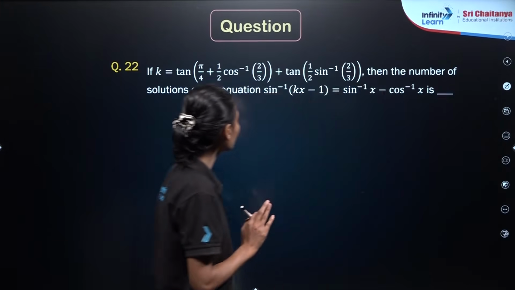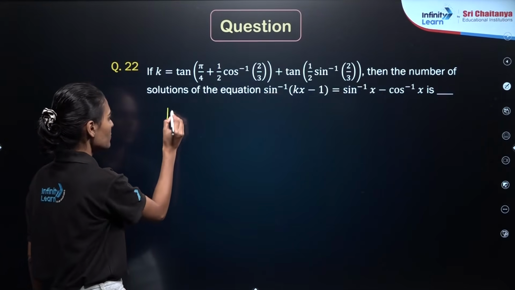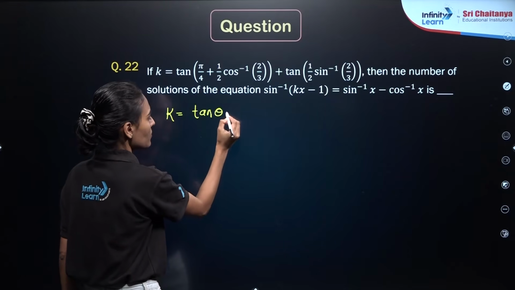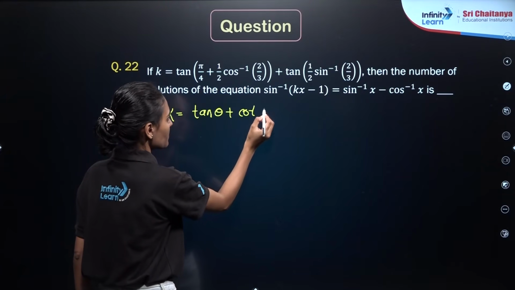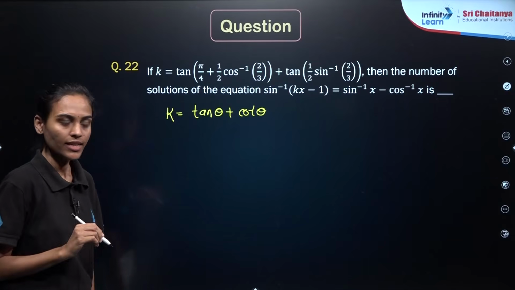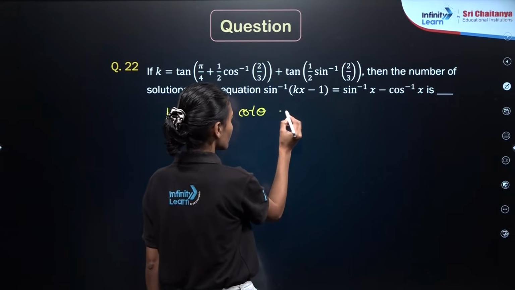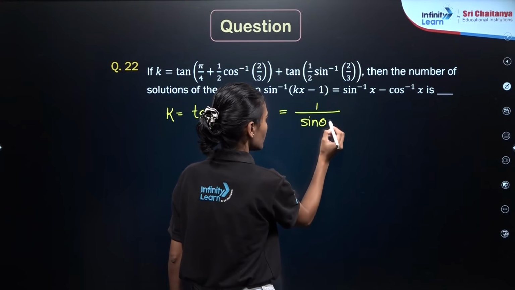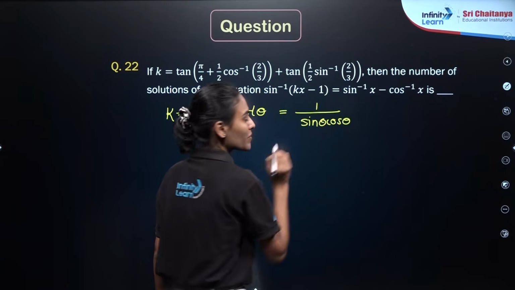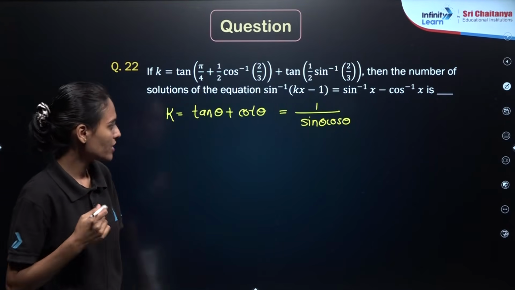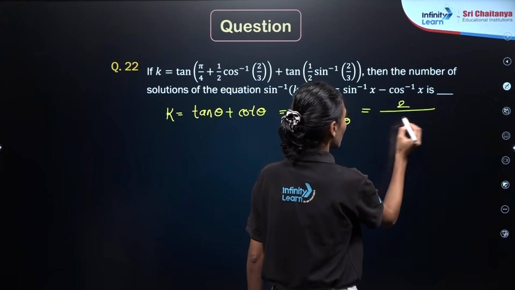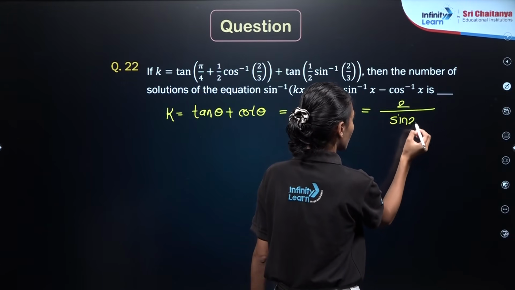So here what I will do, let us assume k be tan of theta plus cot of theta, right? It is nothing but 1 upon sin theta into cos theta, because sin square plus cos square will become 1 in the numerator. This is nothing but what? 2 upon sin 2 theta.